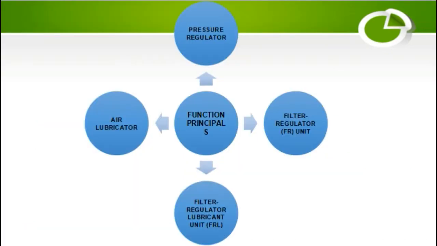There are four functional principles of the air service unit. The first one is the pressure regulator. The second one is the filter regulator, that is the FR unit. The third one is the filter regulator lubricator unit, FRL. And the fourth one is the air lubricator.